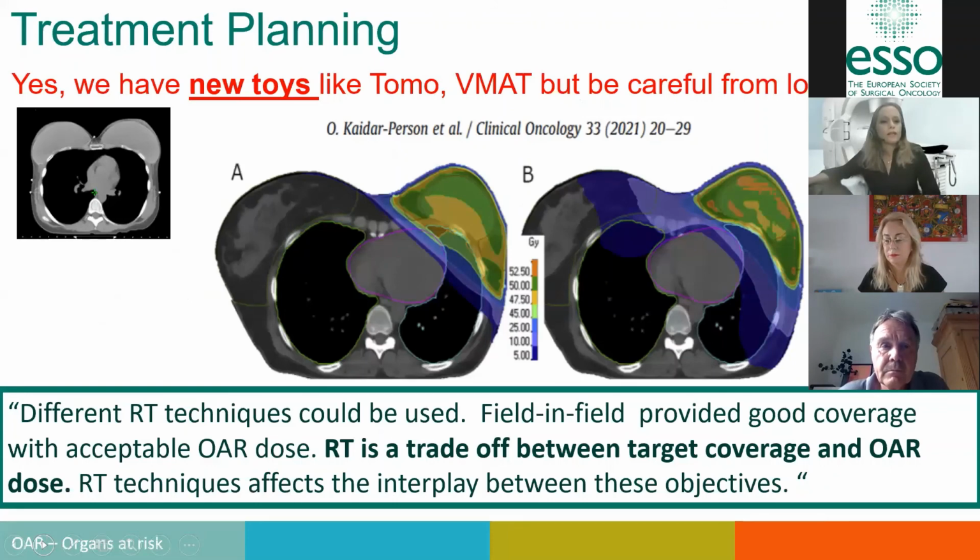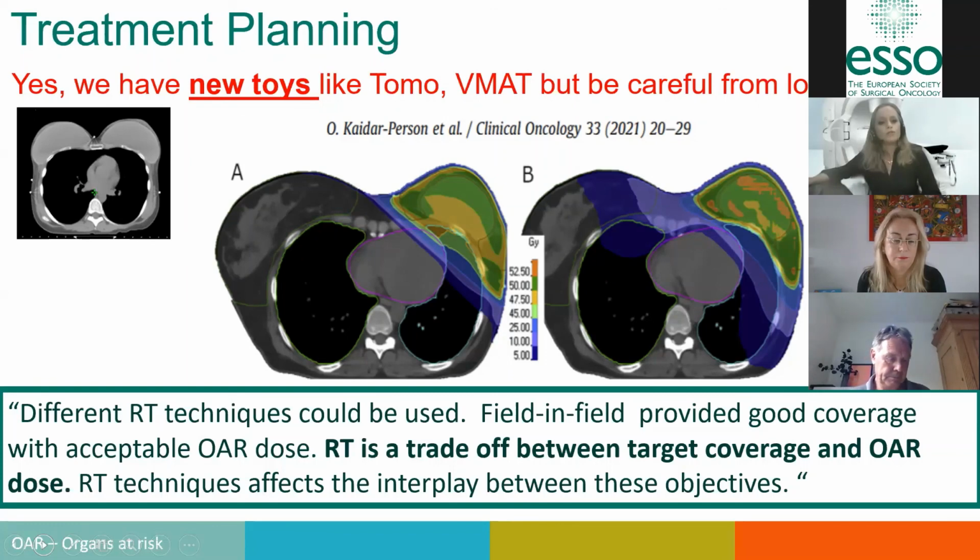And in the case of bilateral reconstruction that I showed you before, yes, your radiation oncologist might say it's not a problem, we can use arc-based radiation, but we cannot overcome the physical properties of the radiation beam. So radiation is a trade-off between target volume coverage and organs at risk dose.